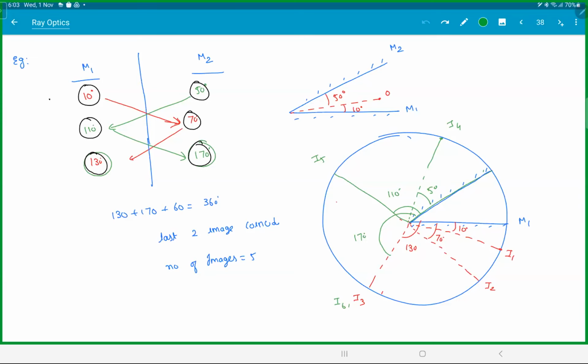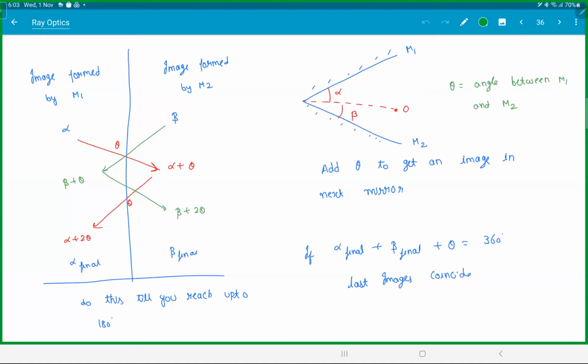So just let me brief this up. The concept behind this is, if there are two mirrors, and who is the object here? If you have the angles alpha and beta made with the mirror at this point, the first image formed by M1 will be at an angle alpha, somewhere here. This is the image formed in M1, and beta is the image formed in M2.